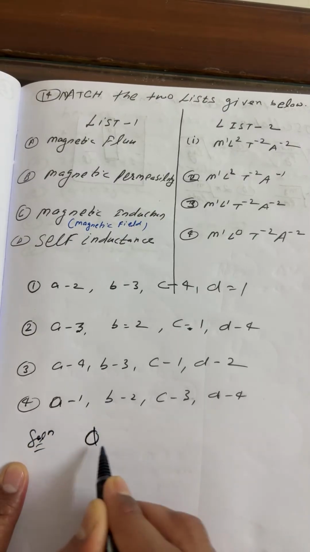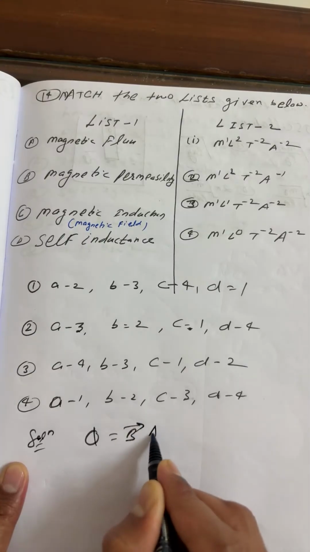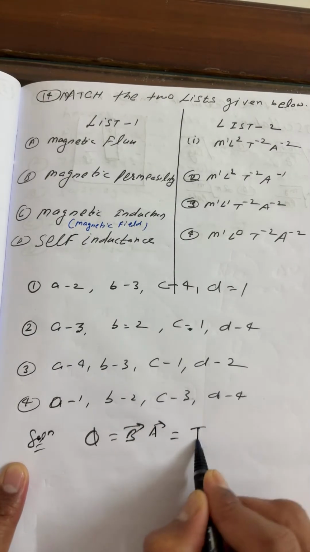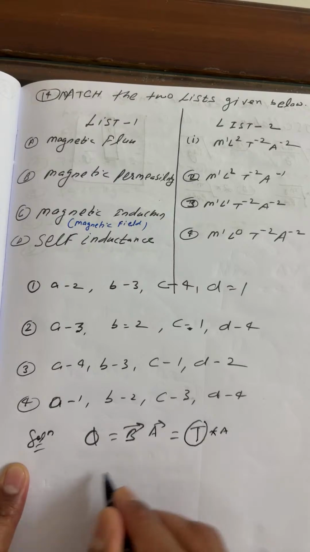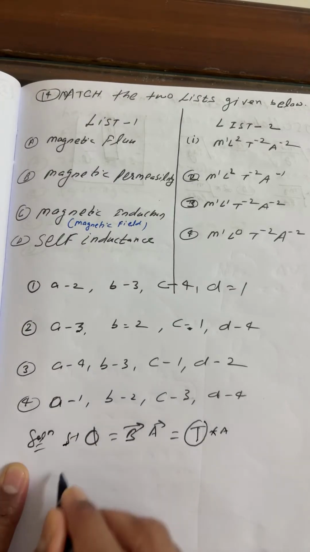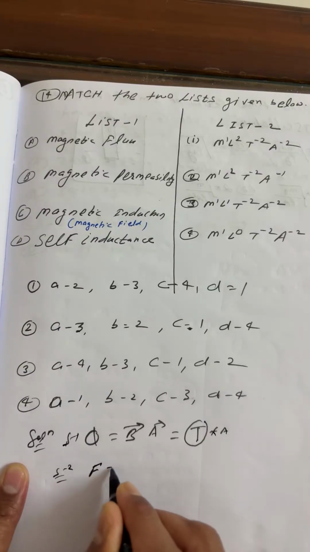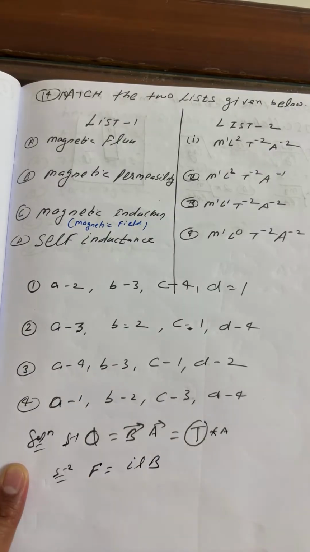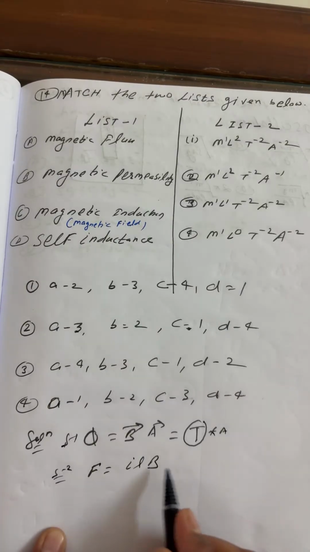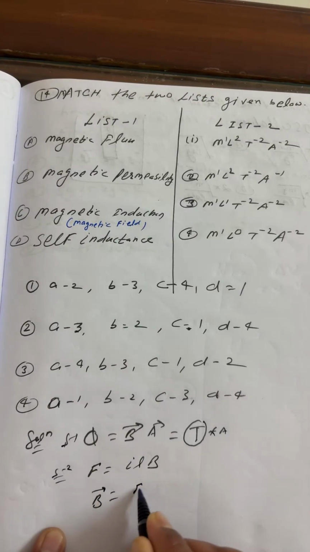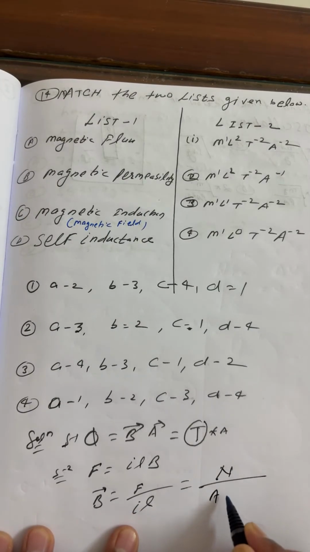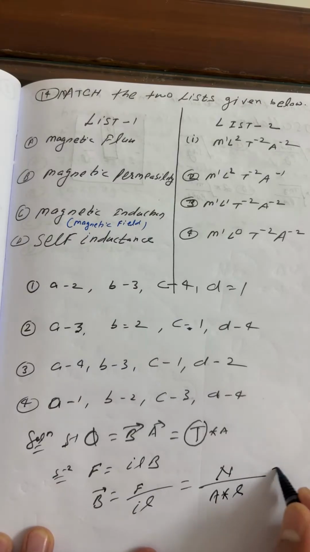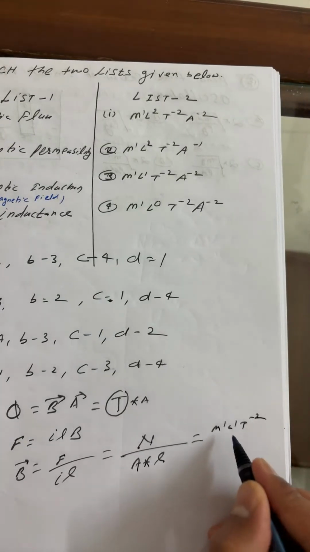What is magnetic flux? You can write magnetic field B into A. Simple. B is in Tesla into area. But you need to find the Tesla dimension formula. This is step 1. Step 2, you can use your force formula. F is equal to ILB. So B is the magnetic field here. You can write this as F upon IL. This is Newton, this is current, ampere, into length. So Newton is M1 L1 T minus 2, M1 L1 T minus 2 here.